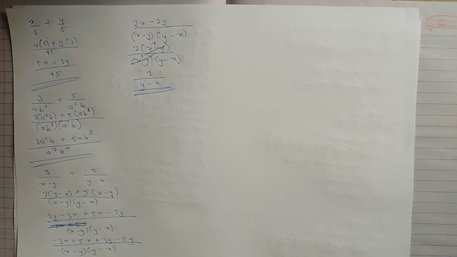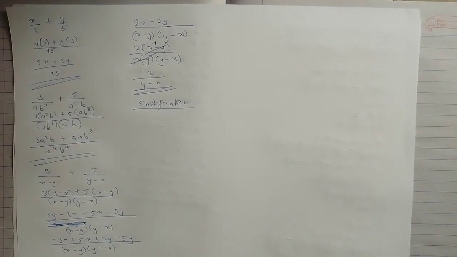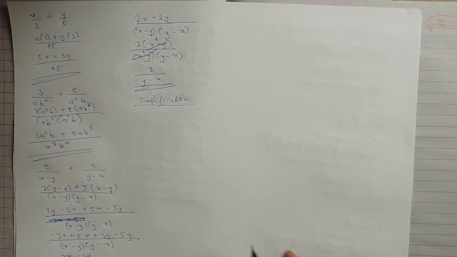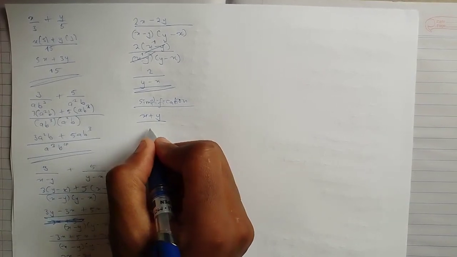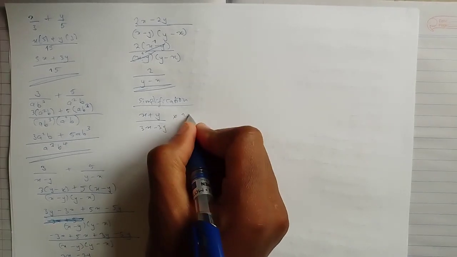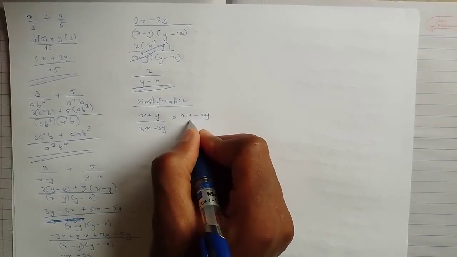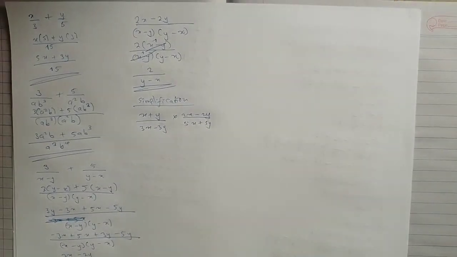Okay, so finally, the last part of algebraic fractions I want us to cover is simplification. When they ask you to simplify such an expression, such a fraction. So you've been given x plus y divided by 3x minus 3y, multiplying with 2x minus 2y divided by 5x plus 5y. So what's going on here?